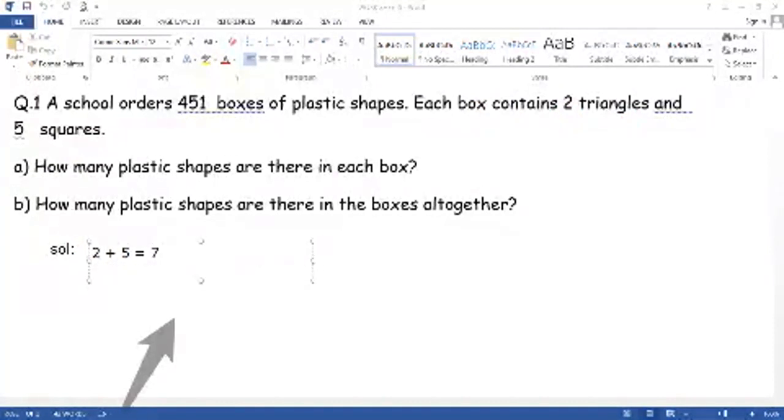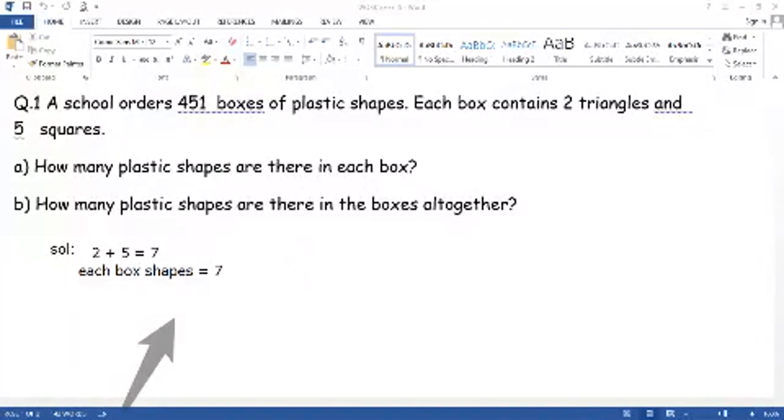After finding it out, you will write down your statement, because a statement shows your explanation of how many plastic shapes are in each box. So you will mention over here a statement: each box, sorry, I'm just mentioning it in simple English. You will mention 7. Each box contains 7 shapes. So you can say that each box shapes are 7.